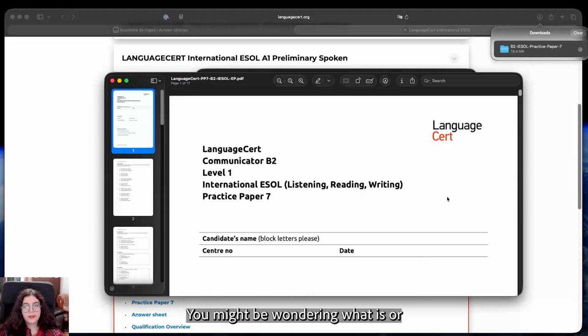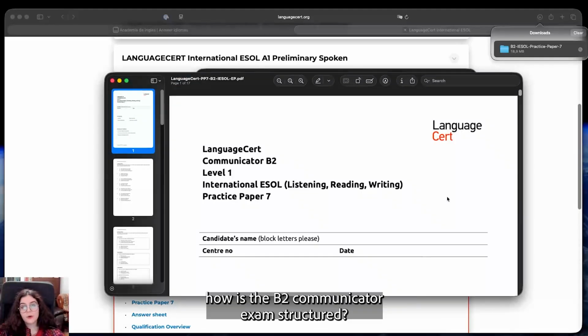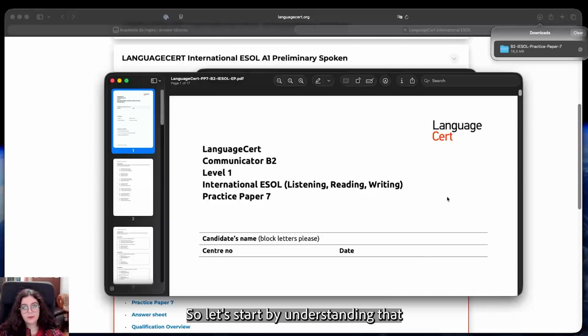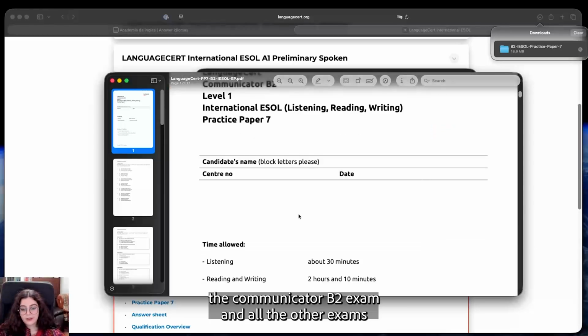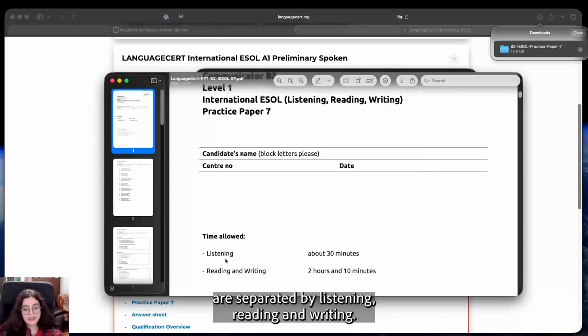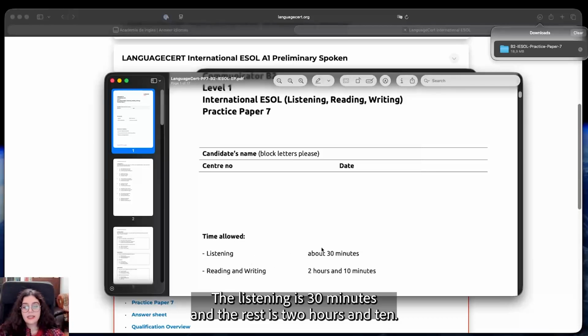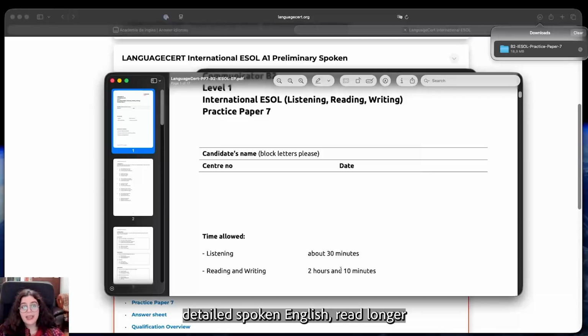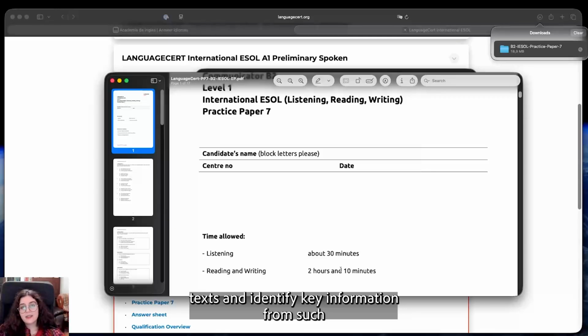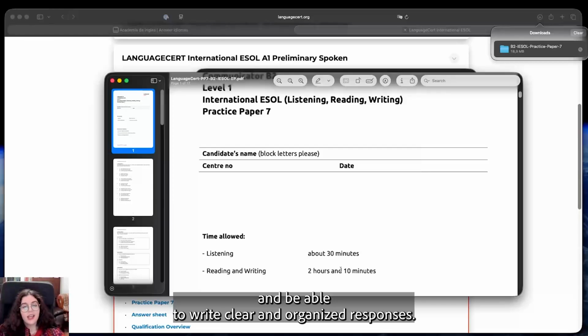You might be wondering, how is the B2 Communicator exam structured? So let's start by understanding that. The Communicator B2 exam and all the other exams are separated by listening, reading, and writing. The listening is 30 minutes and the rest is 2 hours and 10. And at this level, what is expected from you is to understand detailed spoken English, read longer text, and identify key information from such, and be able to write clear and organized responses.